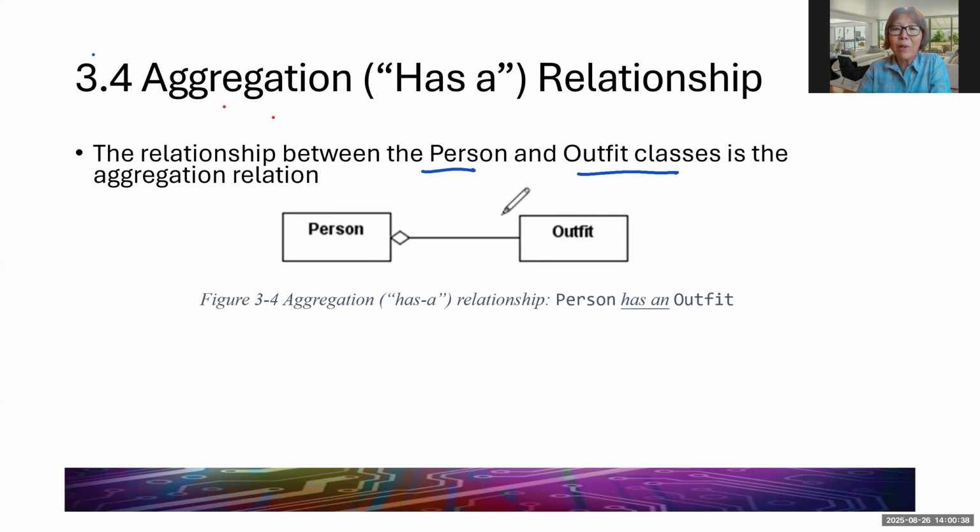So what's the relationship between these two? We call this relationship an aggregation relationship. So it's a has-a relationship. The idea is that a person has an outfit. So it's kind of like outfits are owned by a person. In a UML diagram, you use a diamond to point to the owner.